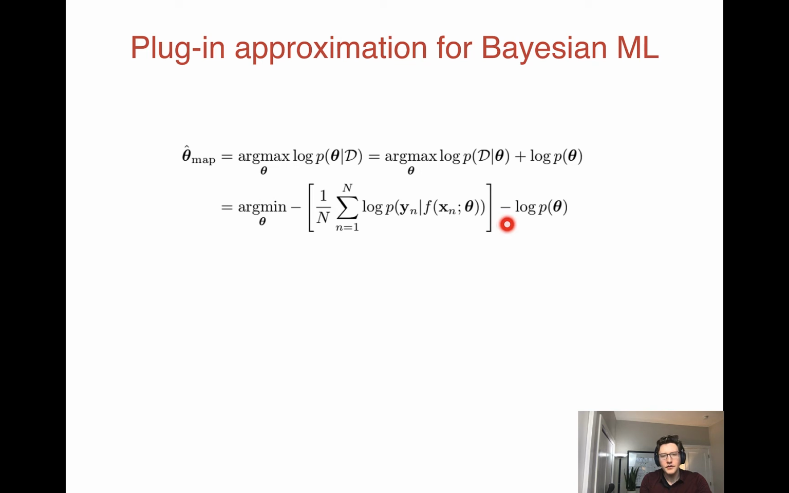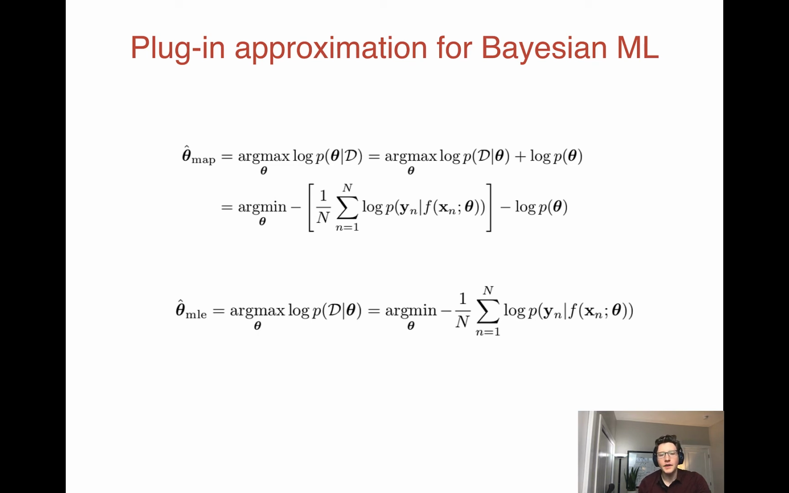So now we put a negative in both these places. And so this second term has stayed the same. This first term we've split up. This is the likelihood of all of our data. Because our data set is composed of n independent examples, we've split it up into a sum over n of the probability of y_n, again, given theta.